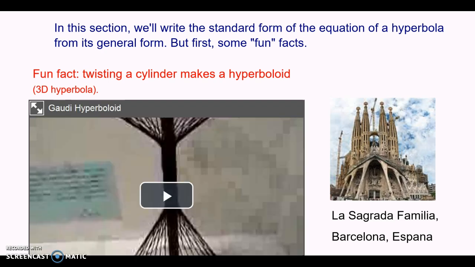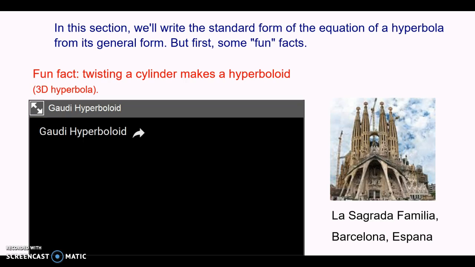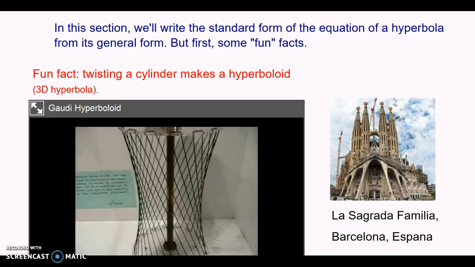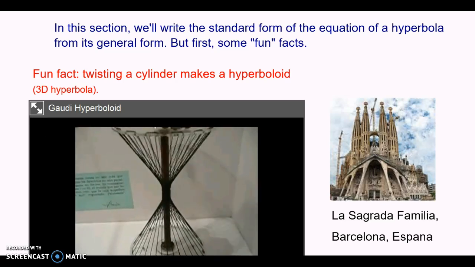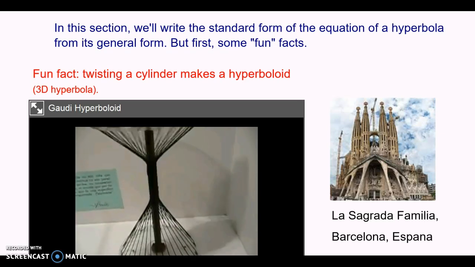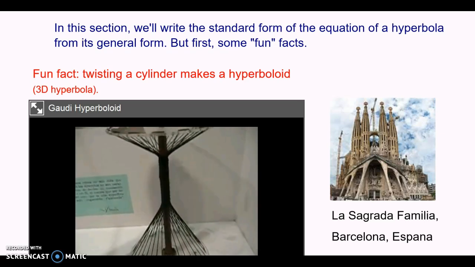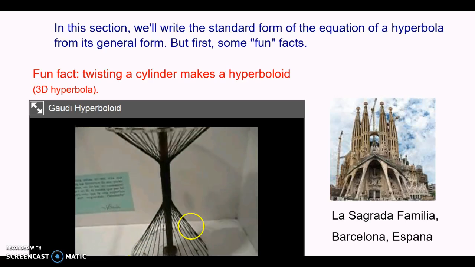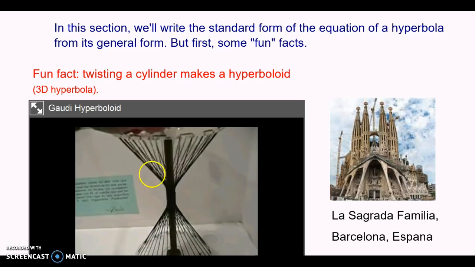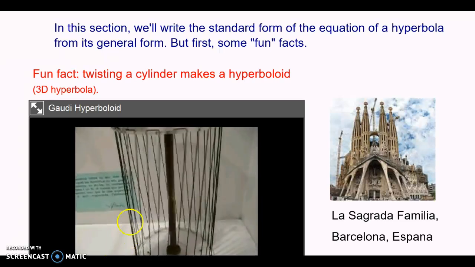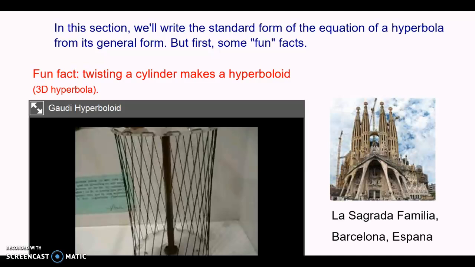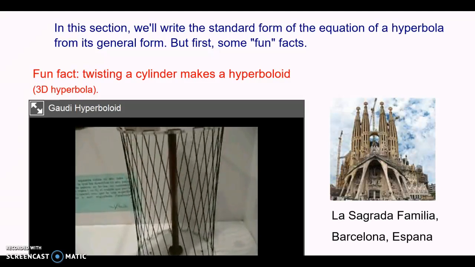First of all, a three-dimensional hyperbola is a hyperboloid, and I found this cool little demonstration in La Sagrada Familia, which is in Barcelona, Spain. Basically, if you take a cylinder, which is what was shown at the beginning, and you twist it around, you end up getting hyperbolas here, and as it unwinds, you end up getting hyperbolas here on the sides. So that's a very cool way of seeing how a hyperbola relates to a cylinder.